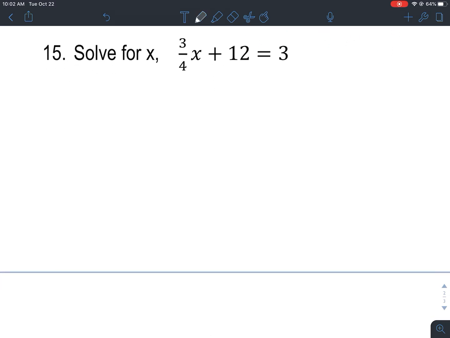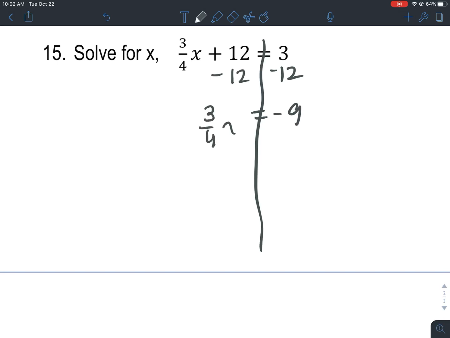Okay, now one with a fraction coefficient. So this is only two-step, so we're only going to get rid of the 12 on both sides. That's negative 9. And then we're going to multiply by the reciprocal. There it is, 4/3 on both sides.